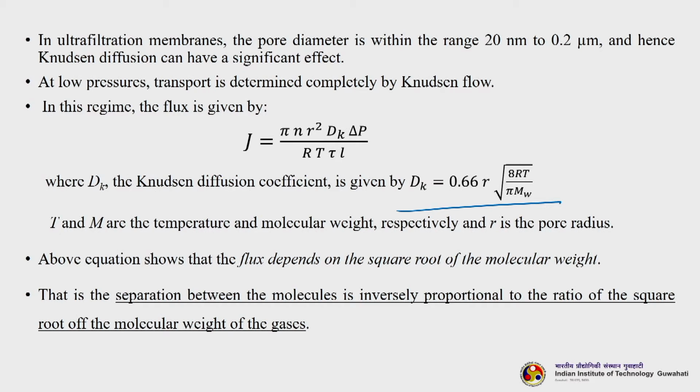What is M_w? M_w is the molecular weight of the component, T is the temperature, and r is the pore radius. Now, the above equation clearly shows that the flux depends on the square root of the molecular weight. That means the separation between the molecules is inversely proportional to the square root of the molecular weight of the gases.